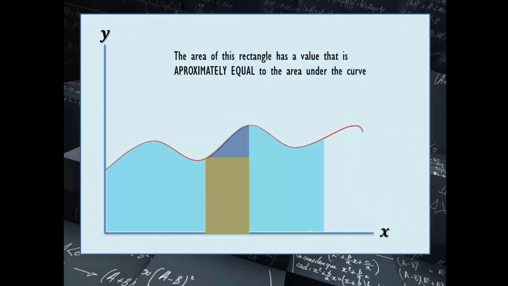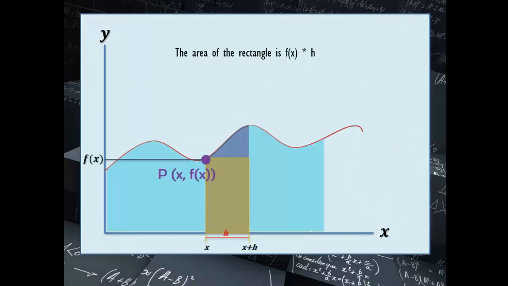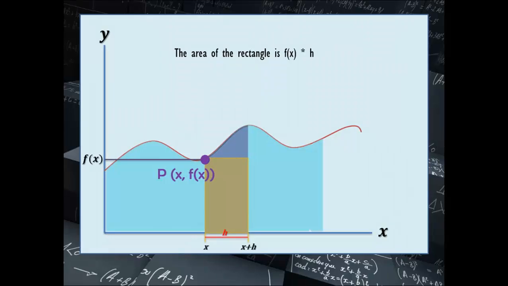The rectangle has a base with any length value. We will call this value h. Meanwhile, we can notice that its height goes from the x-axis to a rectangle's corner that is over a point that is on the graph of the function. That point has coordinates x, f of x.